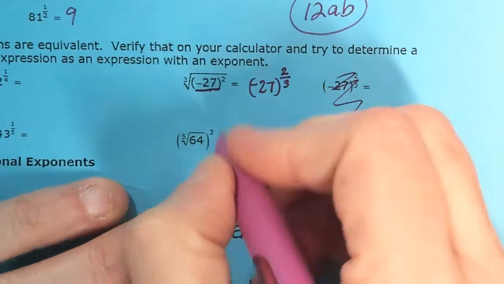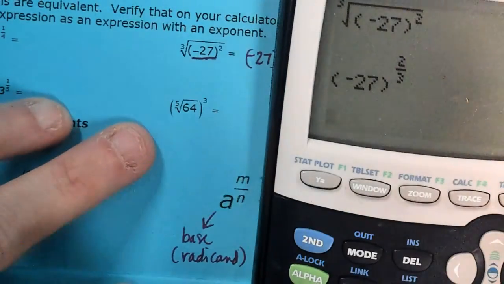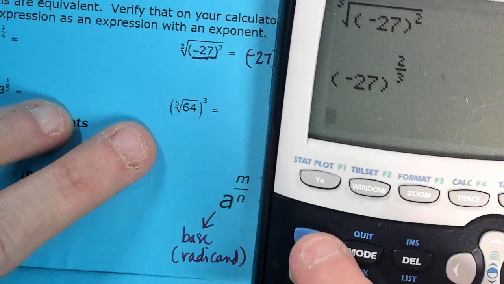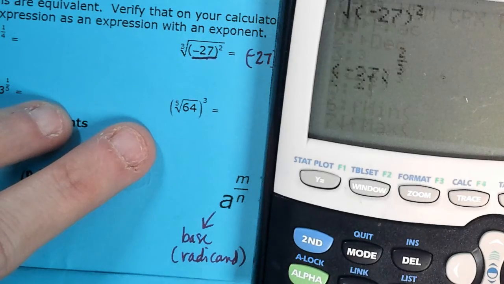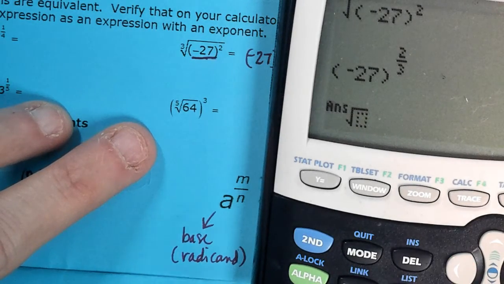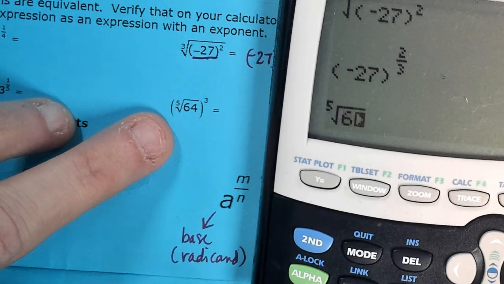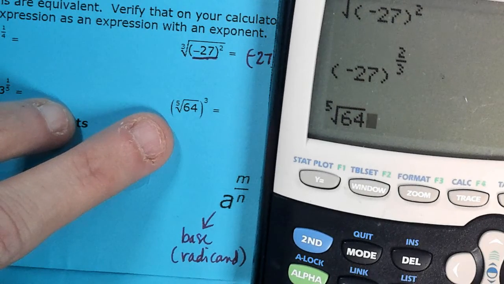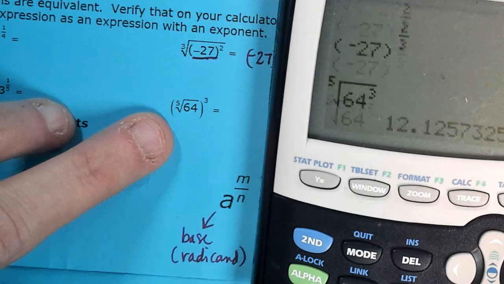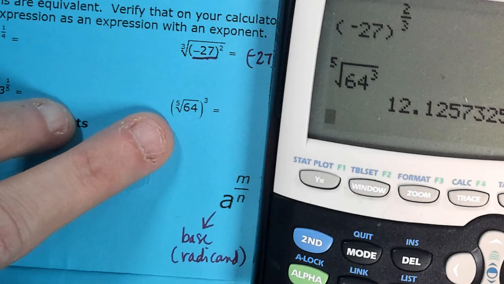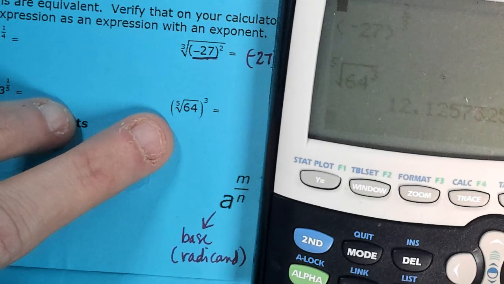Okay, let's try this last one. The 5th root of 64 to the whatever. So I'm going to do Math 5, change that to the 5th root of 64 raised to the 3rd power. I don't even know if I did that right. But look what it did, it put it inside the parentheses. Let's do it exactly like they have it written.